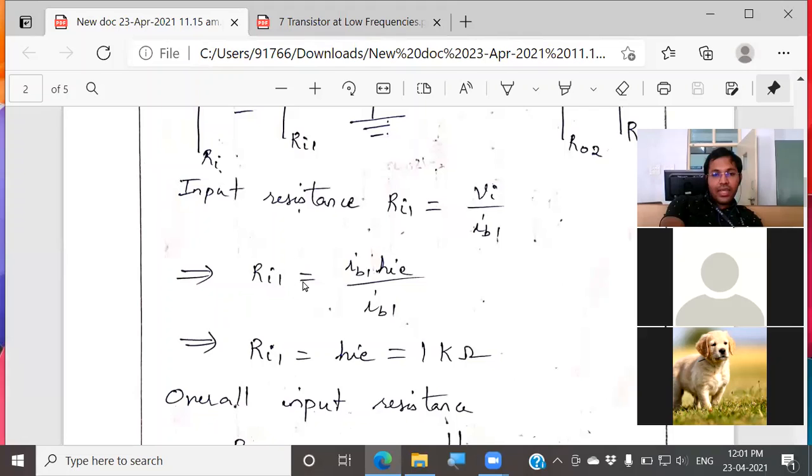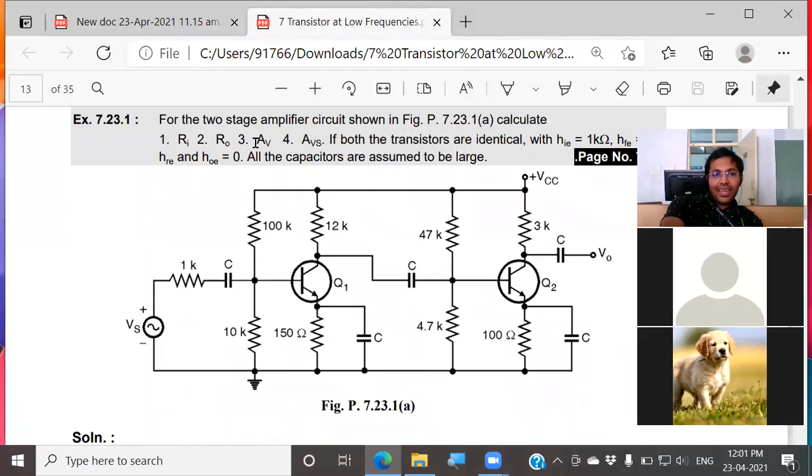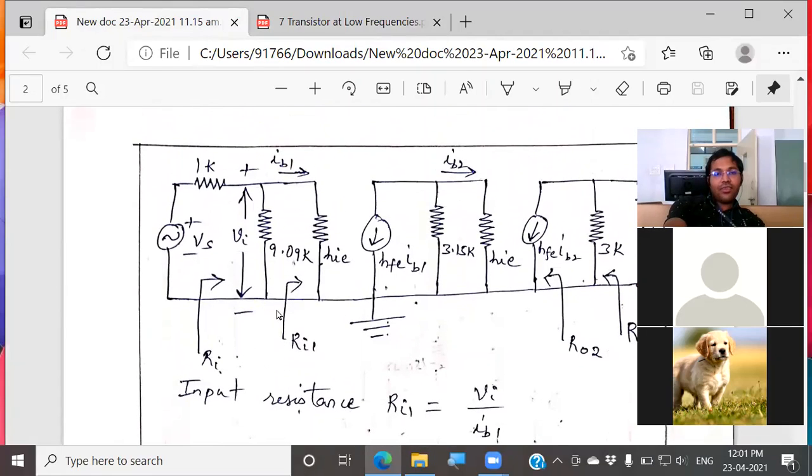Next, what they are asking is R0, AV, AVS. To find R0 we have to change the circuit, make modifications, like connecting an external source at the output and looking at the current drawn. To avoid that, first let us complete AV and AVS, which are for the same circuit. So first let us complete AV and AVS, then last we will go for R0.